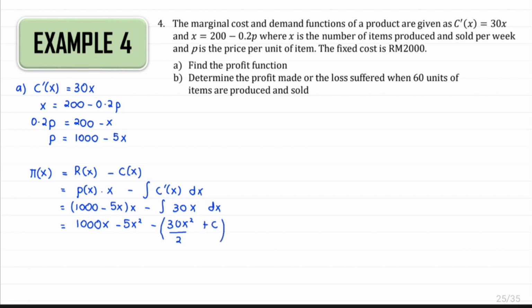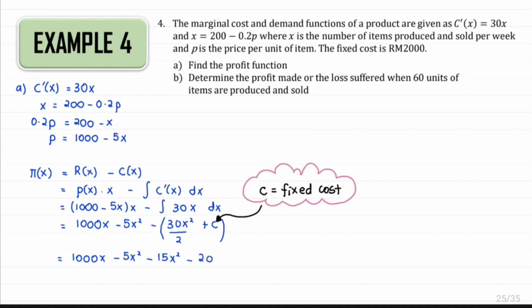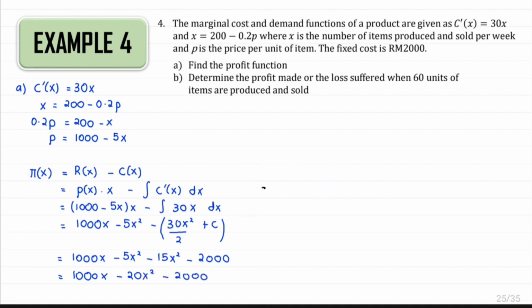And we know our fixed cost is 2000. So we substitute: 1000x − 5x² − 15x² − 2000. Our fixed cost is 2000. So we get 1000x − 20x² − 2000. This is the function for profit.